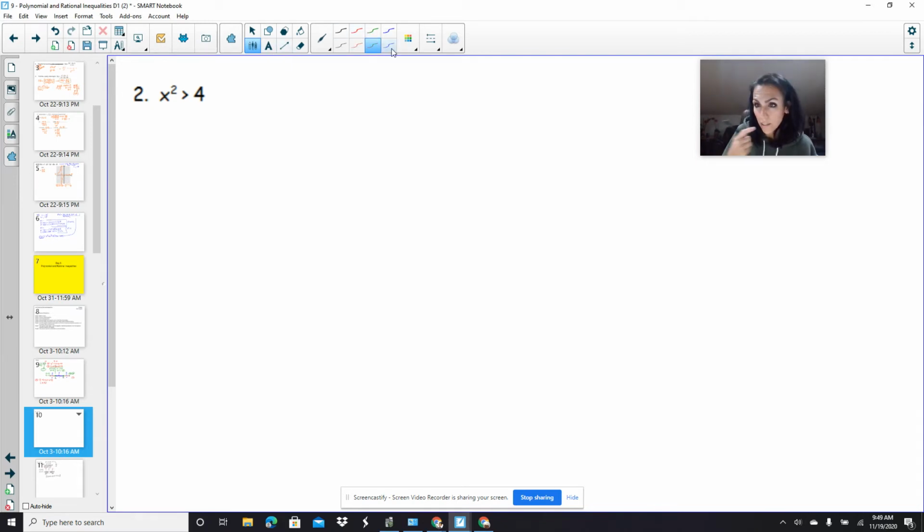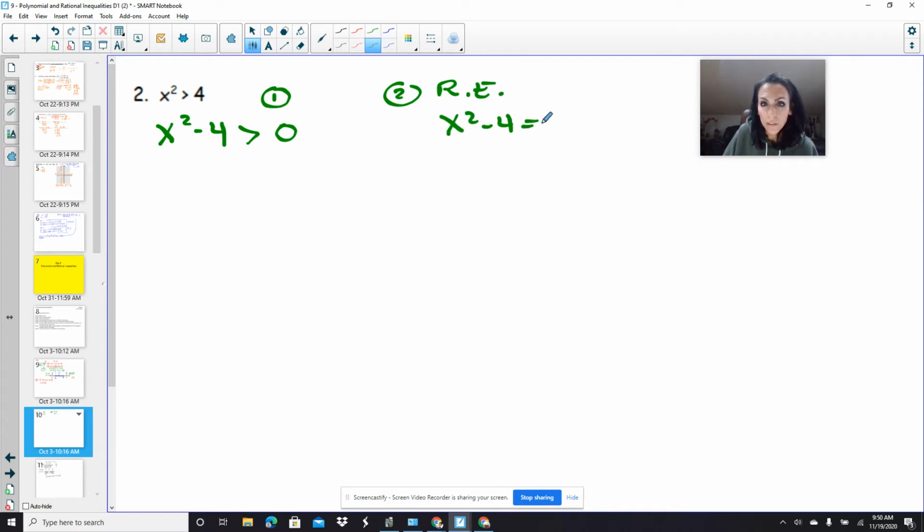Step 1 is not done in this example. So we need to relate this inequality to 0. It means we're going to subtract 4, and we have x squared minus 4 is greater than 0. So that's step 1. Step 2, we're going to write a related equation. So my related equation is x squared minus 4 equals 0. Okay? Step 3, factor. x plus 2, x minus 2 equals 0.